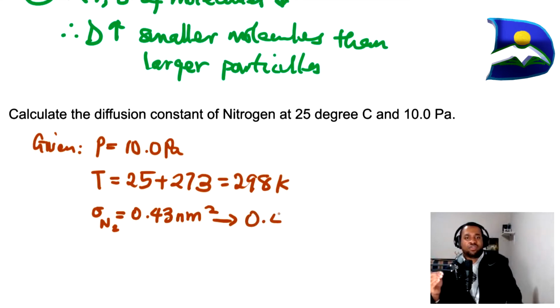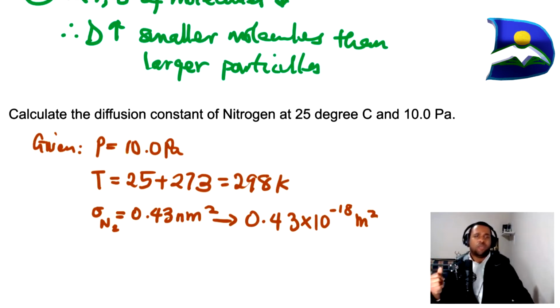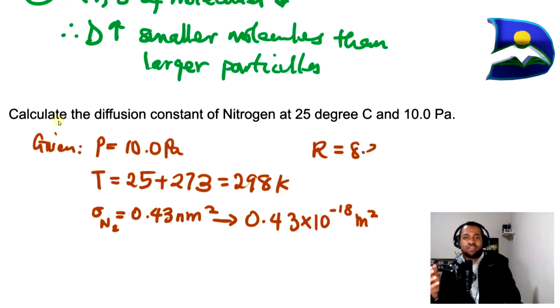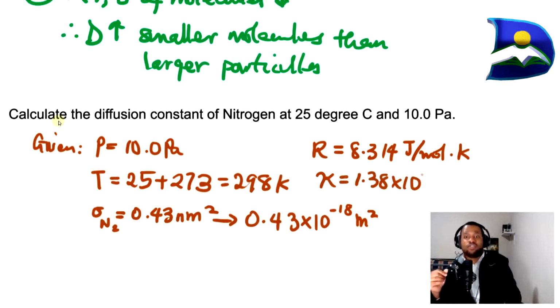Therefore, this is equal to that value for nitrogen gas. Once we have all these variables, we have other things here like the constants. The value for the ideal gas constant R is 8.314, measured in joules per mole per kelvin, and the other constant, the K value, is around 1.38 times 10 to the negative 23, measured in joules per kelvin.